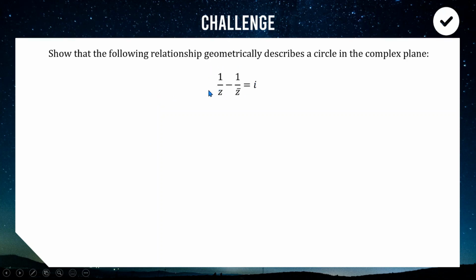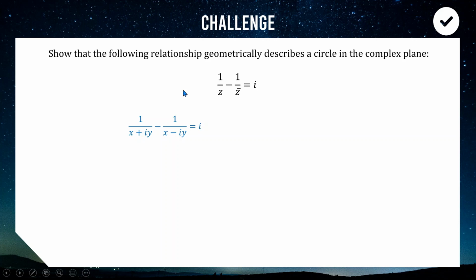So I'll give you guys a starting point, and then if you're feeling confident, you can pause and see if you can get the algebra to work. So if we're trying to find the equation of a circle, we need a relationship between x and y. So the smartest thing we can do first is, instead of having z and z conjugate here, we'll make this x plus iy, and we'll make this x minus iy. Okay, there's the first starting point.